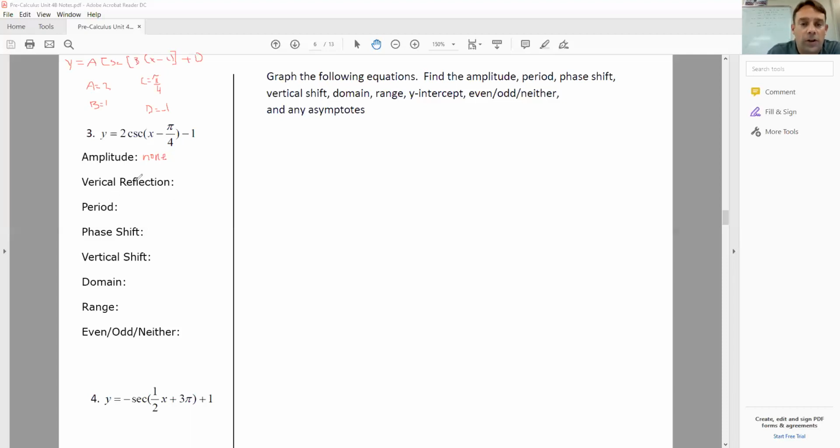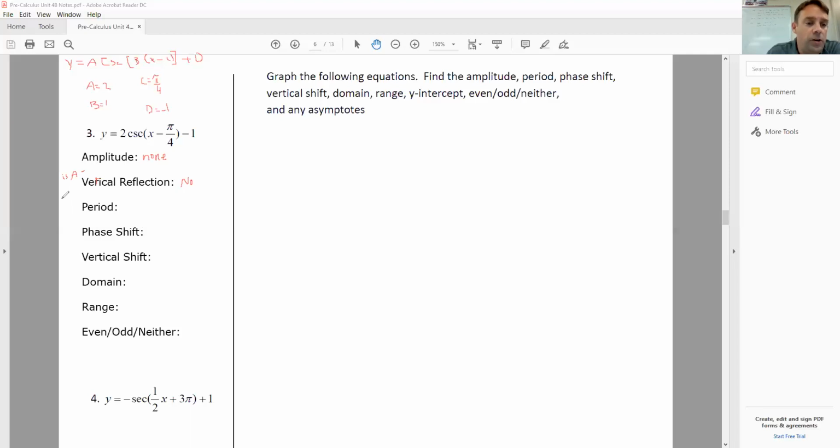A vertical reflection. Apparently I don't know how to spell vertical. Vertical reflection. All right, and again, this is still the same thing. Is A negative? If A is negative, there's a vertical reflection. If it's not, no vertical reflection. So in this case, my A value is a positive 2, so there is none.